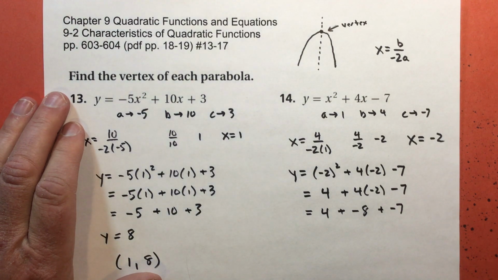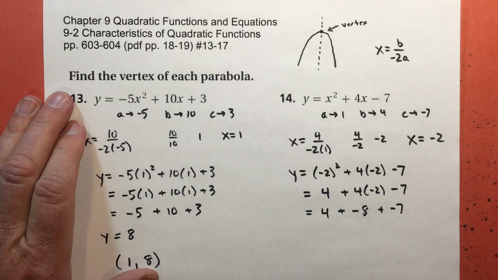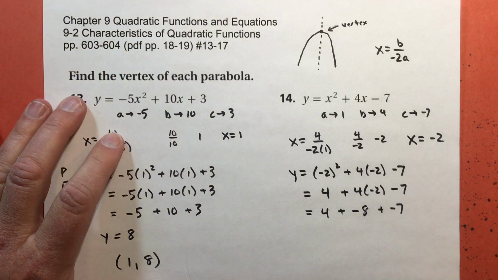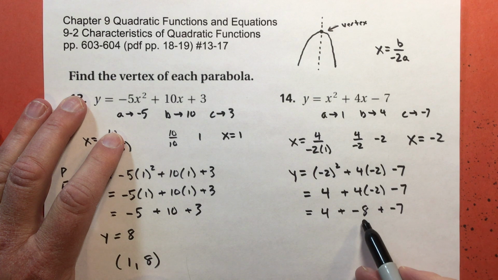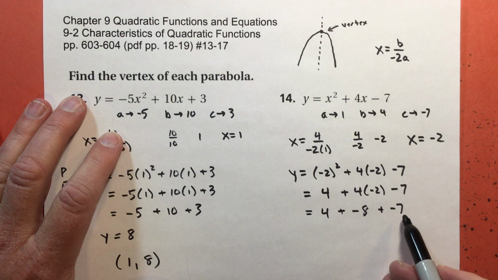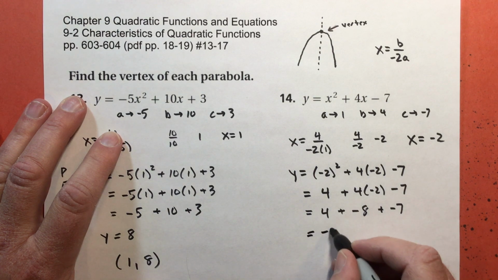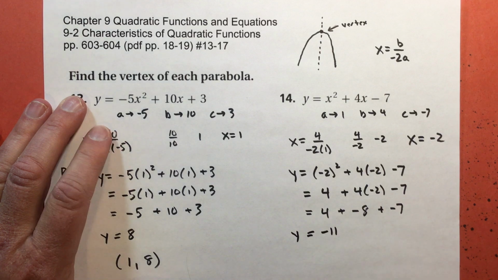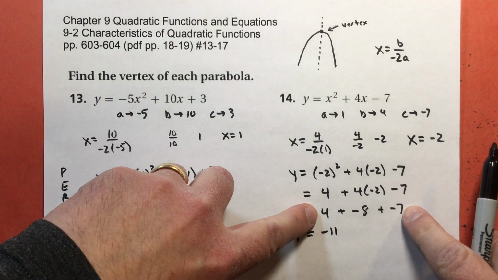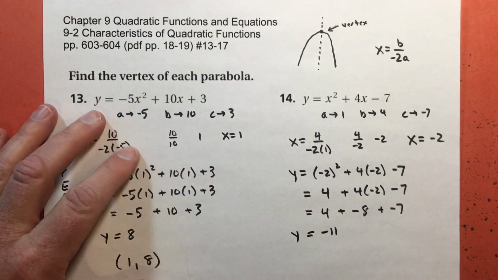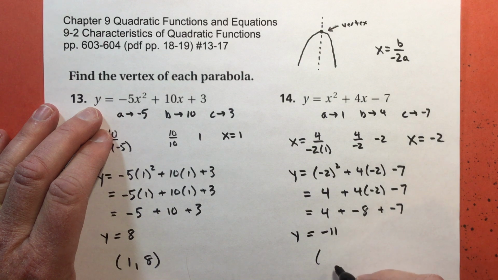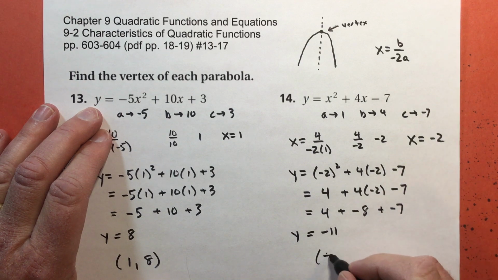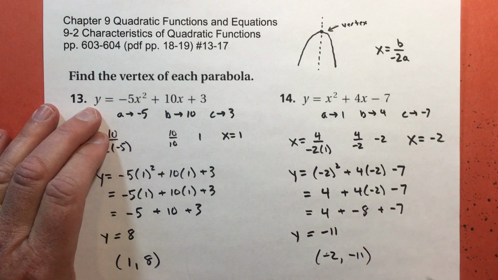If you're some random stranger watching this on the internet, you don't know who I am, that's why I'm doing it that way. All right, 4 plus negative 8 is negative 4. Negative 4 plus negative 7 is negative 11. And again, if you do 4 plus negative 15, you still get negative 11. Or if you do negative 3 plus negative 8, you still get negative 11. Either way, my vertex is going to be negative 2, negative 11.